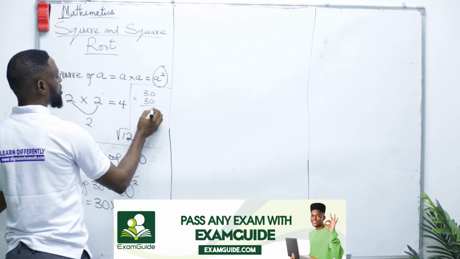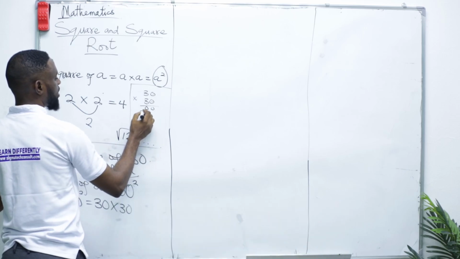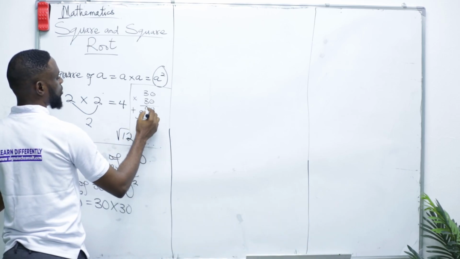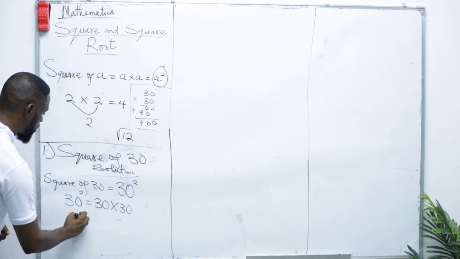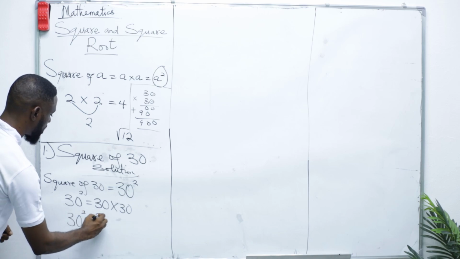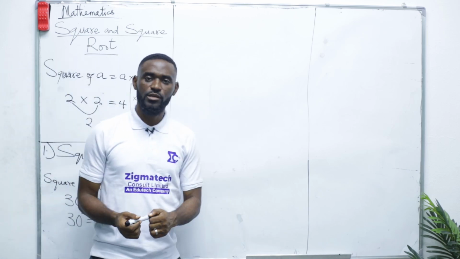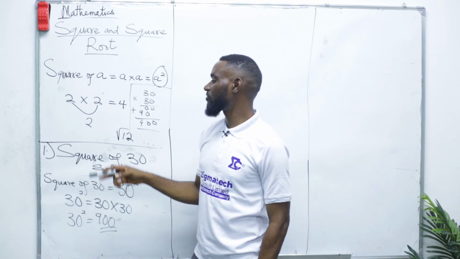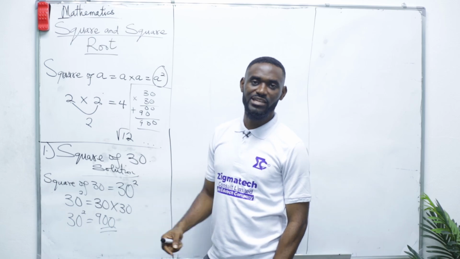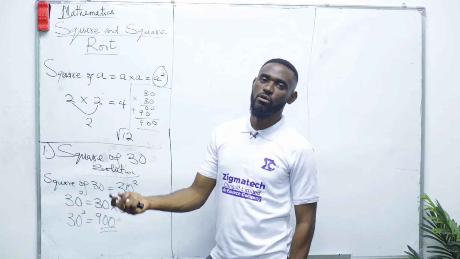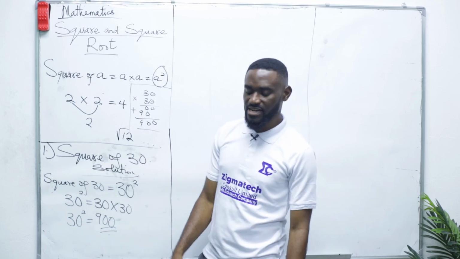0 times 0 is 0. 0 times 3 is 0. 3 times 0 is 0. 3 times 3 is 9. So if we add this, 0, 0, 9, that gives us 900. So 30 squared is equal to 900. That is the value of 30 squared. So the square of 30 is the product. Product is the answer you get when you multiply numbers or figures or symbols, whatever it is. So that is the answer to that.